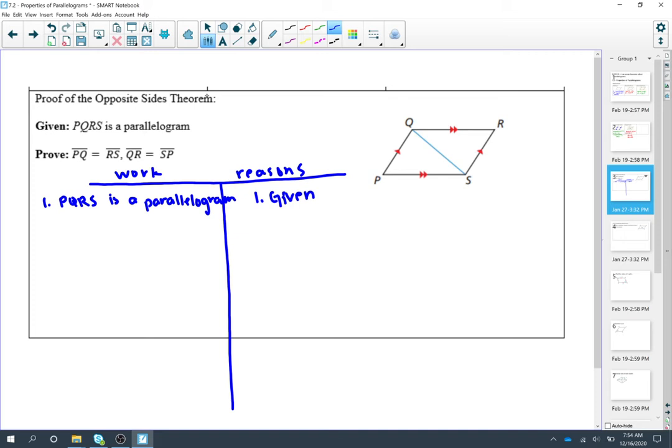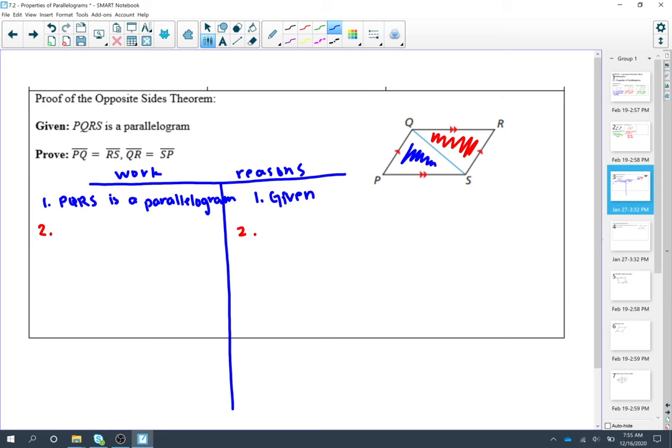Now, the way I'm going to do this, step 2, is you notice that QS has already been drawn for us, which takes our parallelogram and cuts it into 2 different triangles. I'm going to try to prove that these 2 triangles, the one over here and the one over here, are congruent, because if I have 2 congruent triangles, then I know the sides of the triangles are the same length.